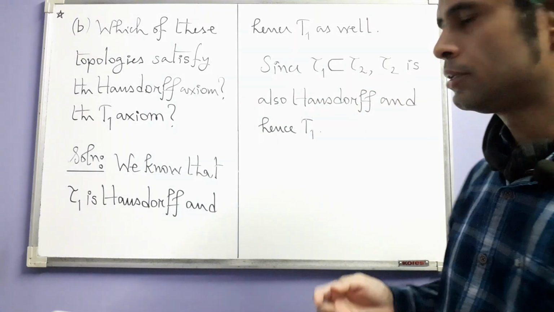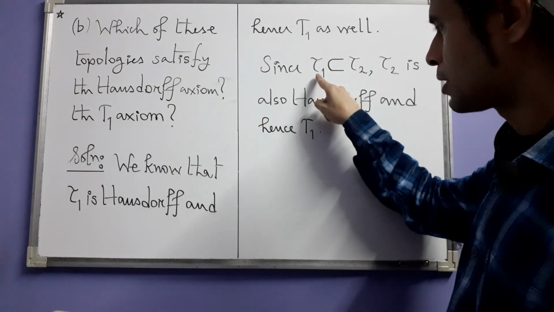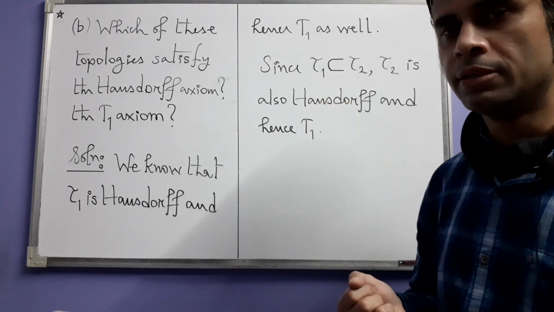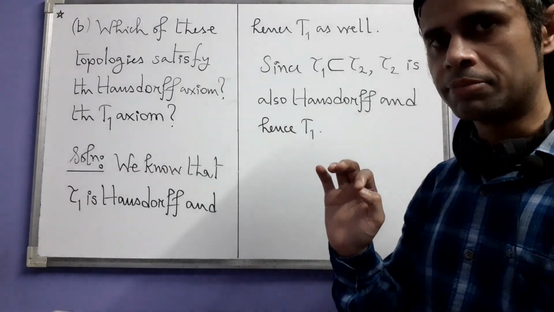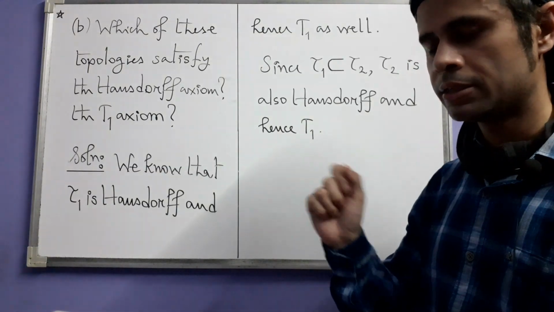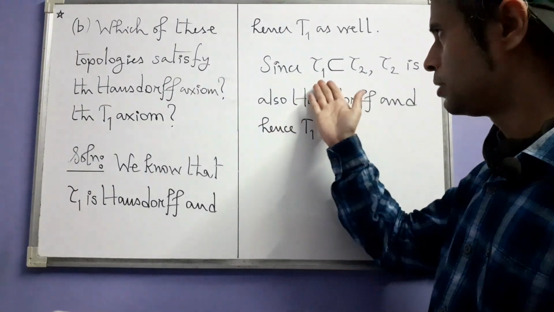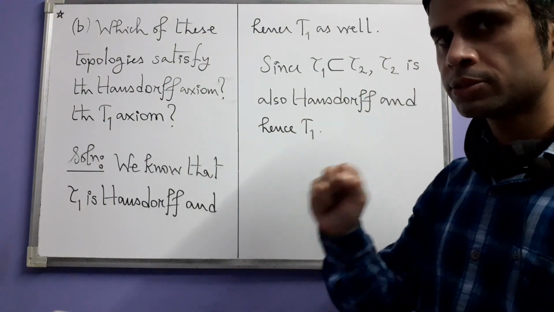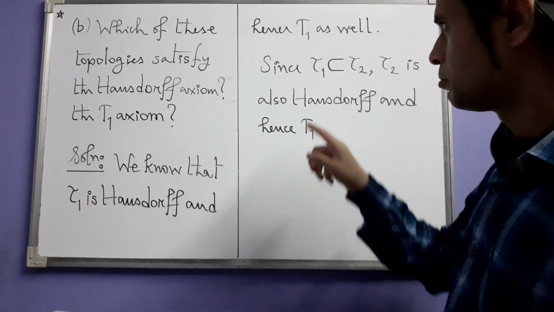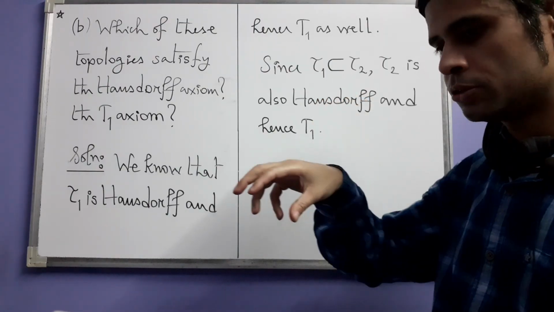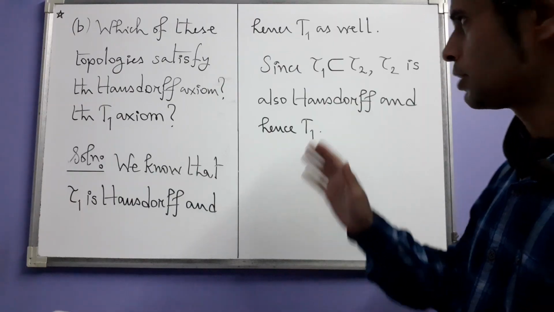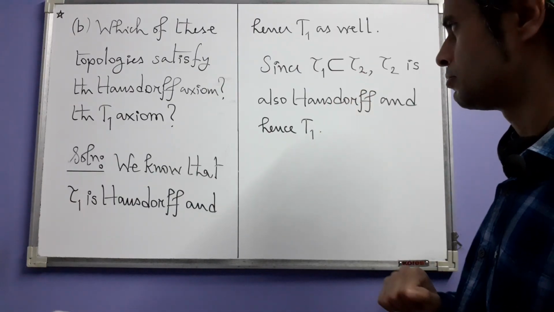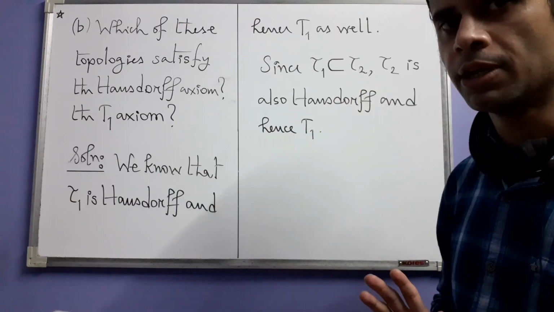How exactly? Well, what does tau 1 being Hausdorff mean? It means that if you choose any two distinct real numbers, then there will be disjoint neighborhoods of those real numbers which are elements in tau 1. But because of this containment, those disjoint neighborhoods are in tau 2 also. So that is why tau 2 is also Hausdorff, and that is why T1 as well.